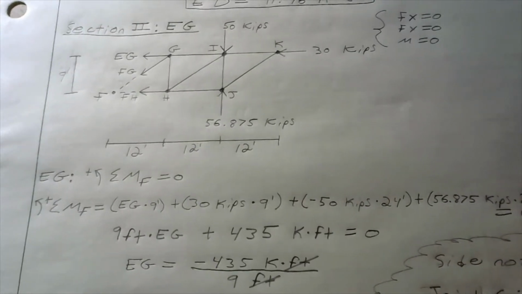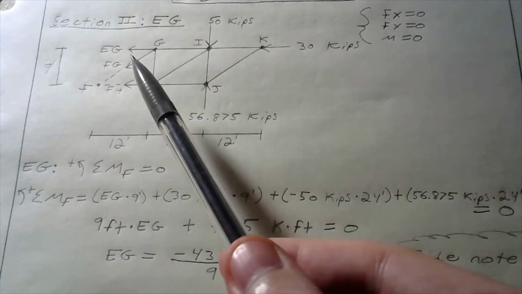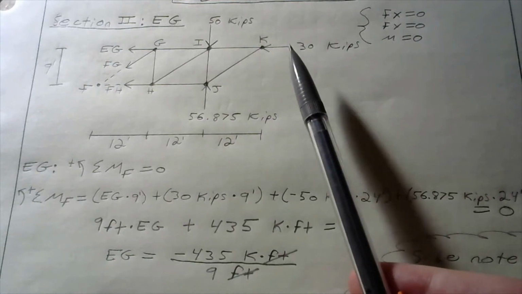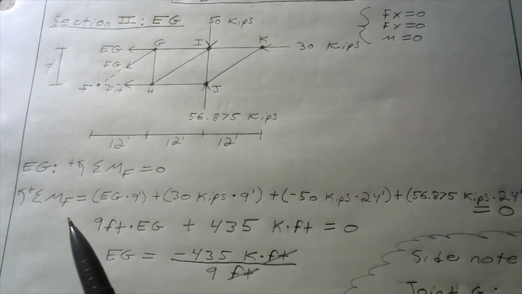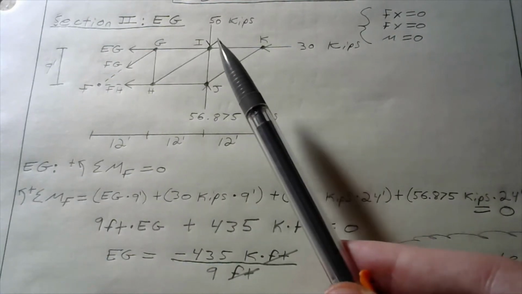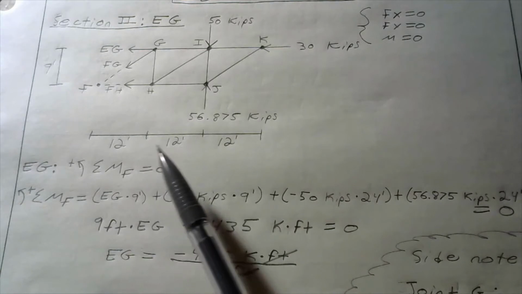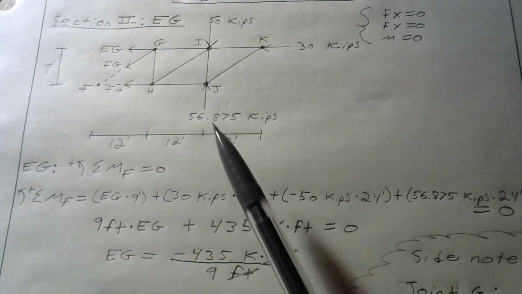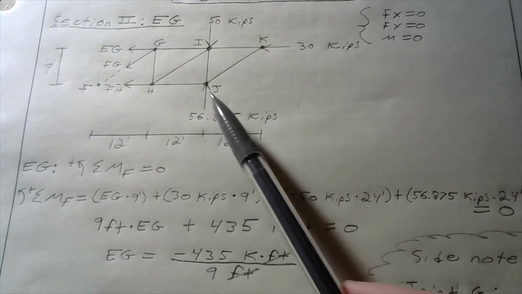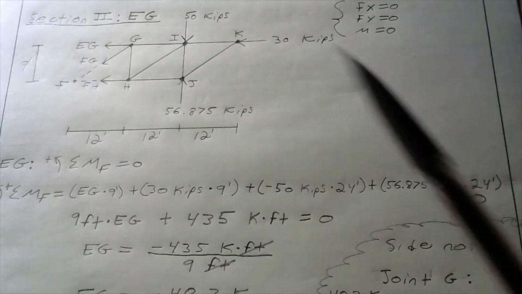This is what your moment will look like. So you're going to have EG, and its perpendicular distance is 9. Then you're going to add this 30 kips. It rotates this way, so it's positive. Its perpendicular distance is 9. You're going to have this 50 kips, and it rotates this way, so it's negative, times 24. 12 plus 12 is 24. And then this reaction is going upwards. 56.875 kips rotates this way. So that's positive, times 24 feet, is all equal to 0.